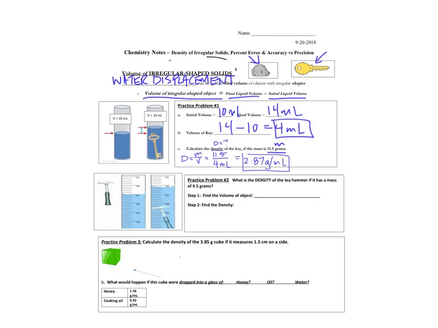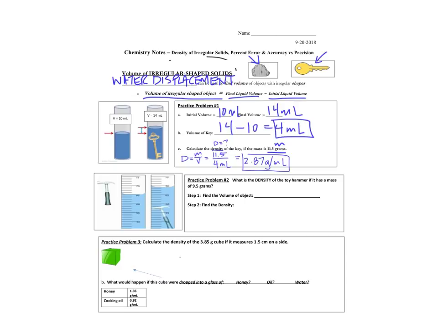So the next example here, we want to measure the density of a hammer, a toy hammer. So here's my hammer, and again, it's irregularly shaped. I can't exactly take a ruler and measure this part because it curves, and then this part is thicker than the other, and it's got a handle that's also thicker than this part. You can't exactly measure that with a ruler. So what we could do to measure the volume is to dump it into a bucket of water or a cylinder of water.